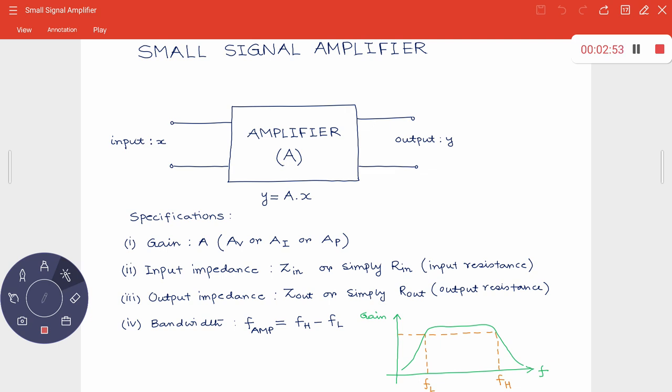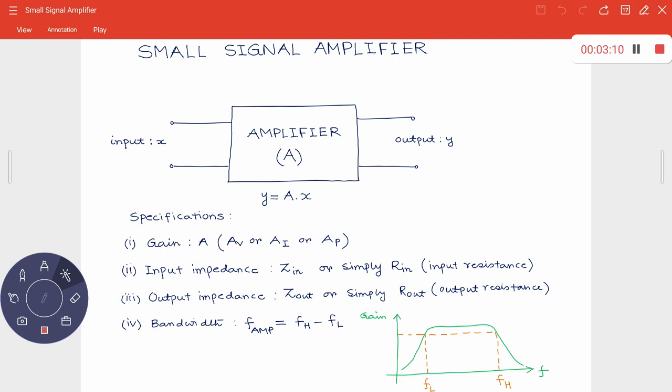Similarly, suppose input is a current and output is also a current. So it's a current amplifier. Suppose input is a voltage and output is a current. Then it is known as a transconductance amplifier. Input is current, output is voltage: the transresistance amplifier. So you have four different types of amplifier.